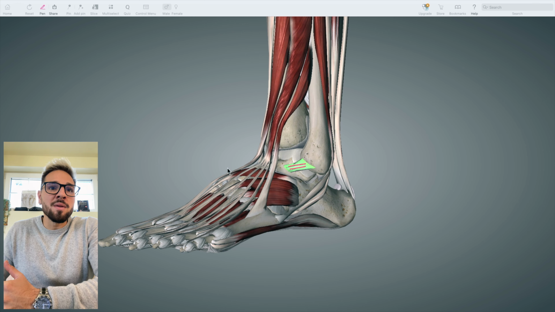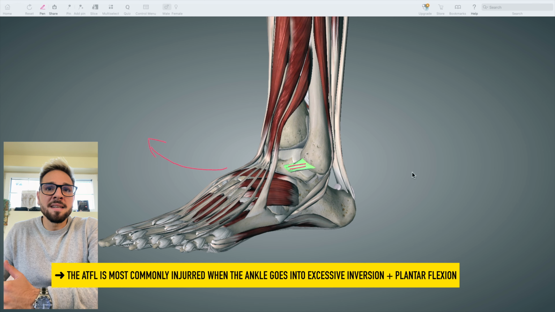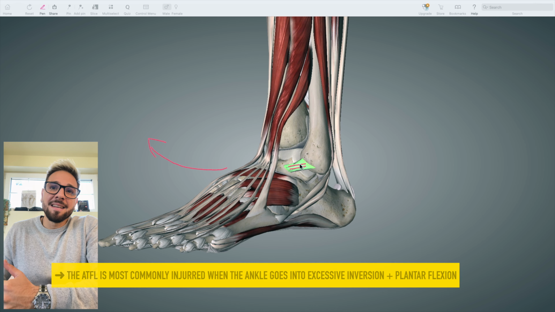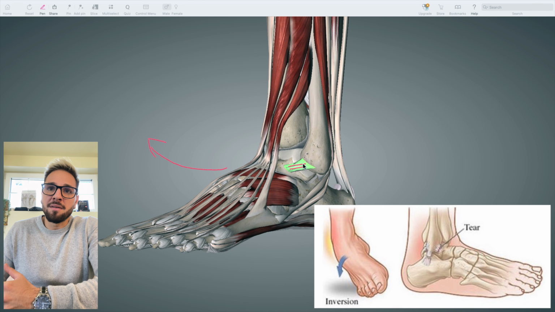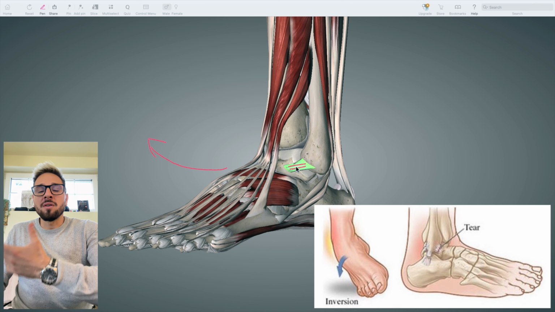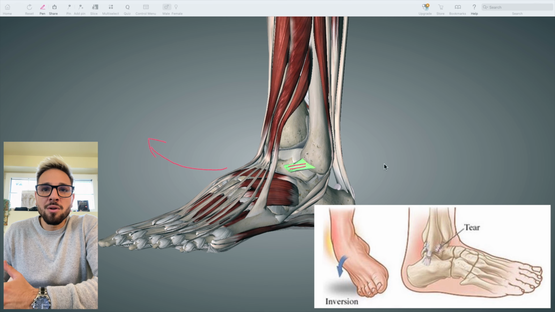You know, when the foot goes inwards into that inversion, an excessive inversion, and the ligament is not able to withstand the range of movement and the force that is also a part of the movement that you're applying. This is when you get these injuries. So obviously there are different grades of the actual tear: a sprain, a partial tear, or a complete tear.